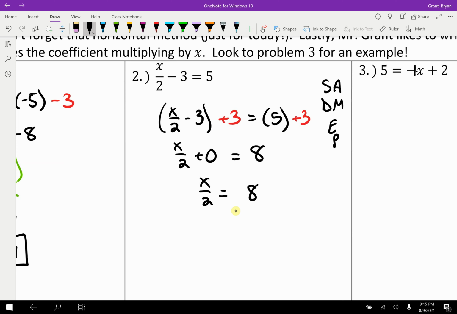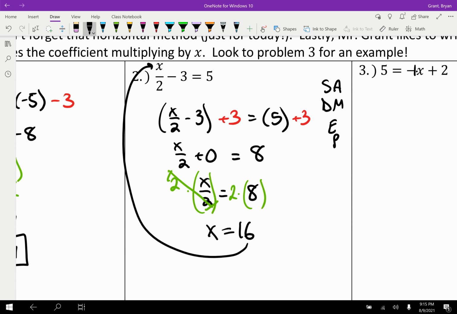What now? Well, now we undo dividing by 2, and the way we undo dividing by 2 is we multiply by 2. Multiplying by 2 undoes dividing by 2. It makes a 1, and it leaves us with x equals 16. We should probably check that. What's 16 divided by 2? Well, 16 divided by 2 is 8. What is 8 minus 3? Oh, that's 5. We've done it well.